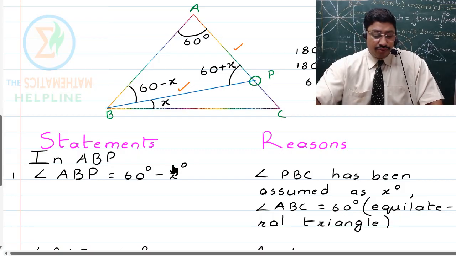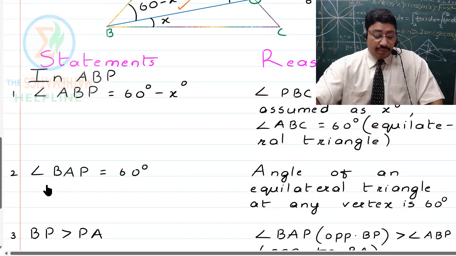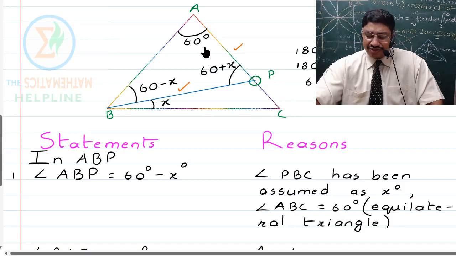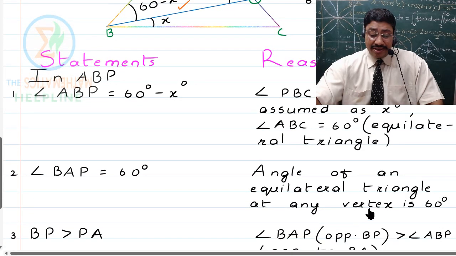Now for the next, what you do is further we talk about angle BAP, which is going to be 60 degree, as any angle on an equilateral triangle's vertex is 60 degree. So we write that this angle is going to be 60 because it is in an equilateral triangle's vertex.